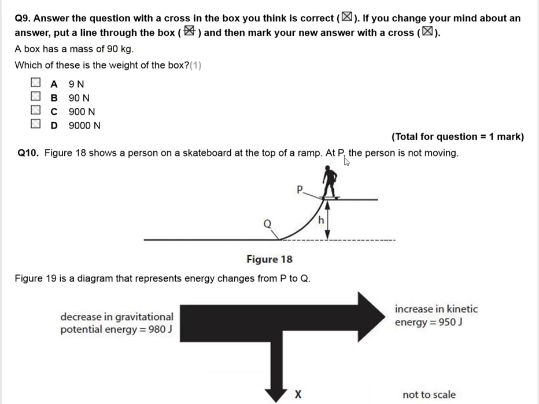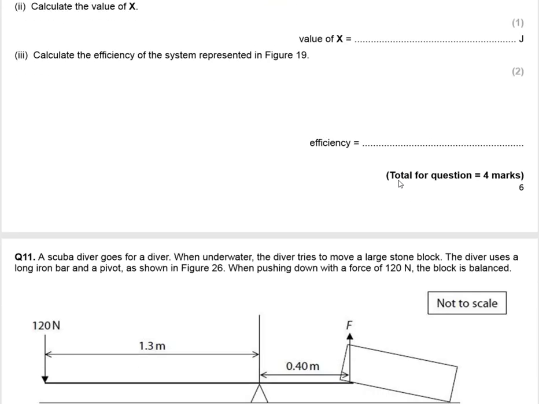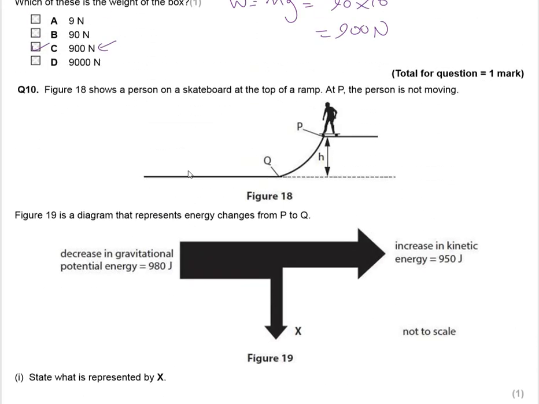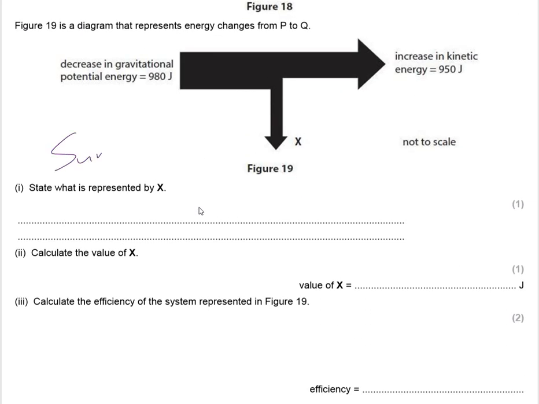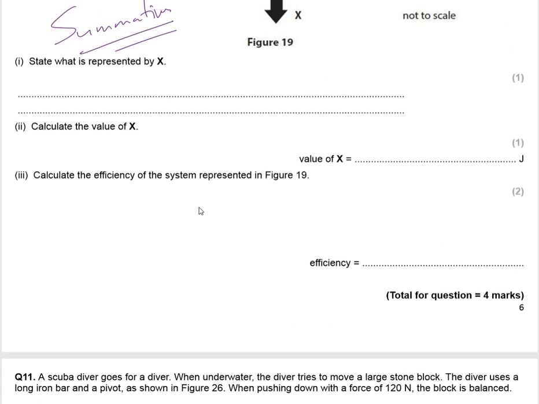Now, you guys should know this. Weight is mass times gravity. Mass is 90 times gravity is 10 on Earth. So therefore, 900 newtons. Therefore, the answer is C. Now, this question here is from your summative, guys, you should know this already.